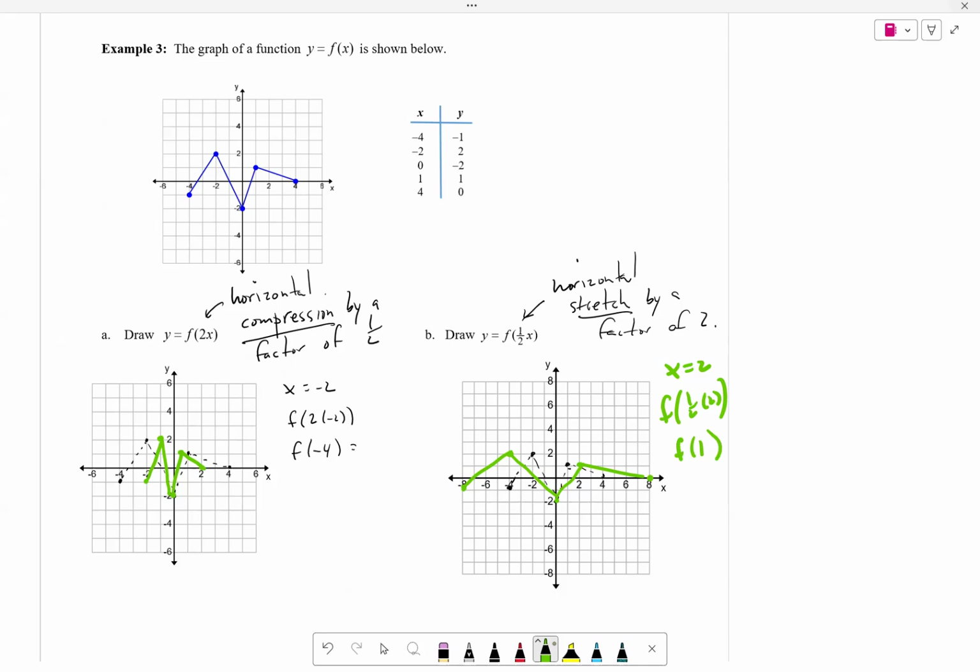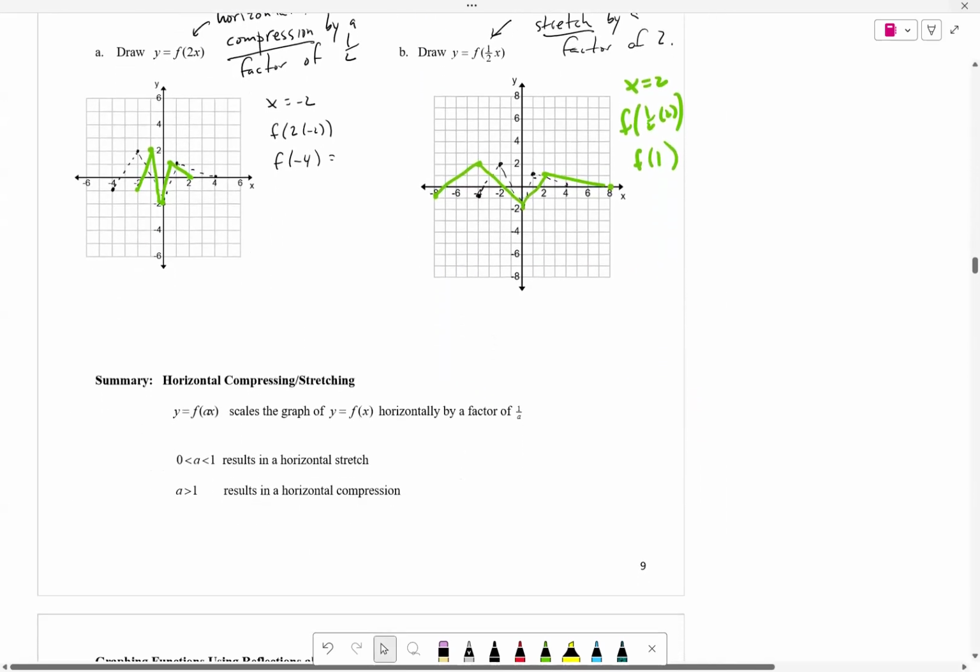We know from the basic graph, f of 1 is 1. We can see it here on the table. We can see it here, graphically speaking. We can see that when I plugged in 2 here, out came a 1. It works. It works. So go with it.